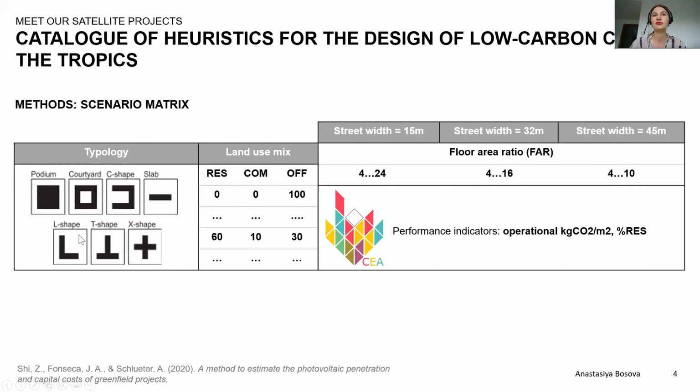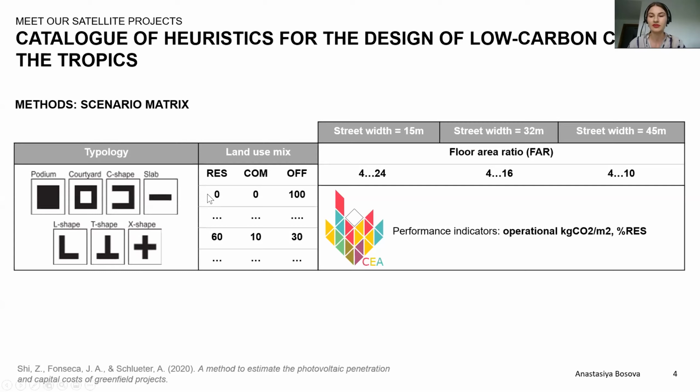So, keeping the most impactful parameters for energy performance in mind, the following scenario matrix was constructed. It contains 4 dimensions that potentially influence operational emissions by affecting energy demand or photovoltaic potential of the district. First of all, these are building typologies that follow classification systems used in energy-driven urban design studies. Some examples are shown here on the left, and these are podiums, courtyards, X-shapes, and so on.